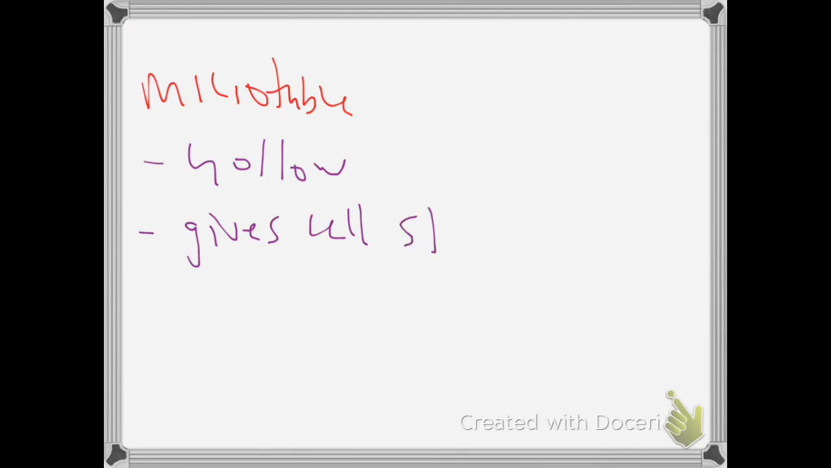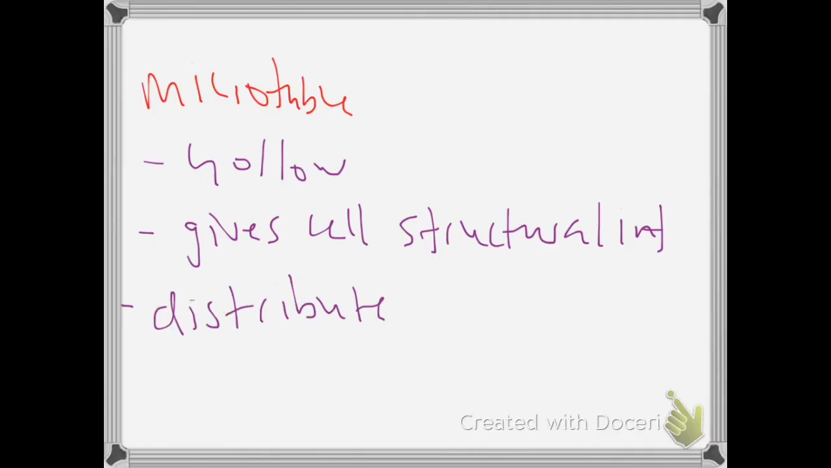What is a microtubule? So the cytoskeleton, it's a bunch of proteins, tubules and filaments. They're going to add integrity and structure to the cell. Okay. So a filament tubule, it's hollow. It's a hollow protein. Gives the cell structural integrity. And it also helps distribute organelles around the cell.